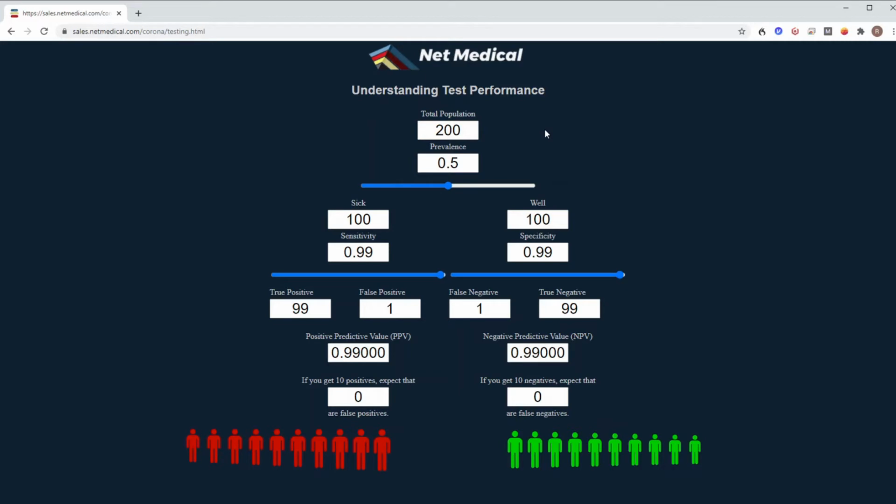So, for the heat that the rapid tests are taking right now, don't forget, all tests can have false positive and false negative results because there's no such thing as a perfect test.